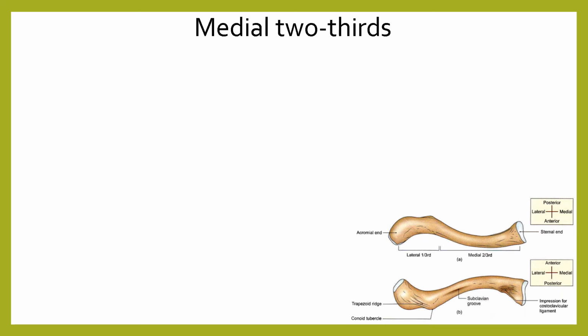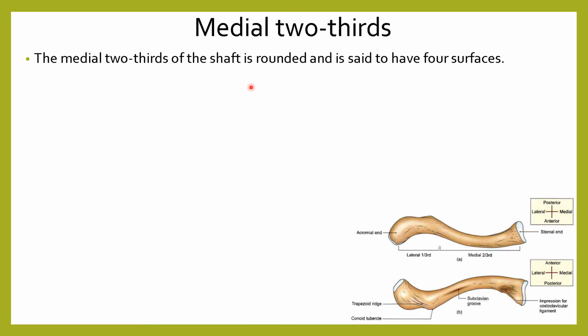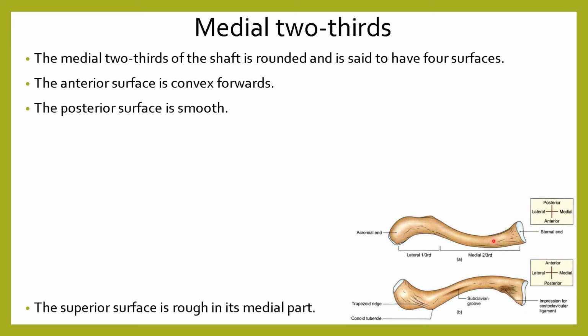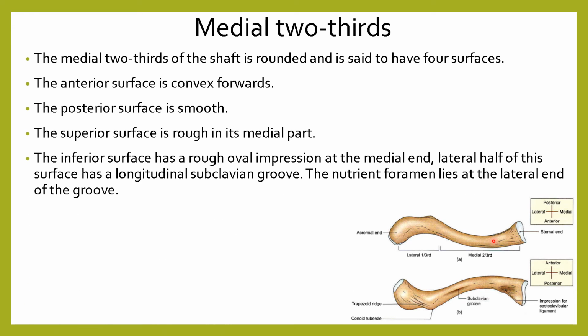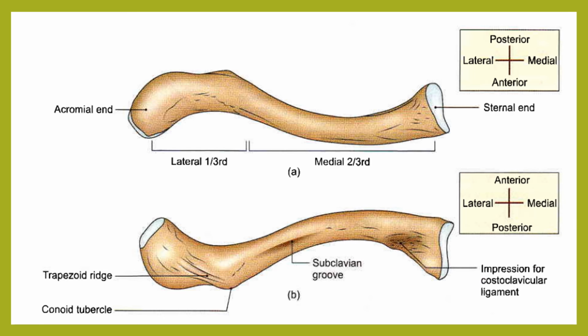Medial two-third of the shaft is rounded and is said to have four surfaces: anterior surface, posterior surface, superior surface, and inferior surface. In the inferior surface, there is a longitudinal groove called the subclavian groove, and the nutrient foramen lies at the lateral end of the groove. This is the picture of the medial two-third.